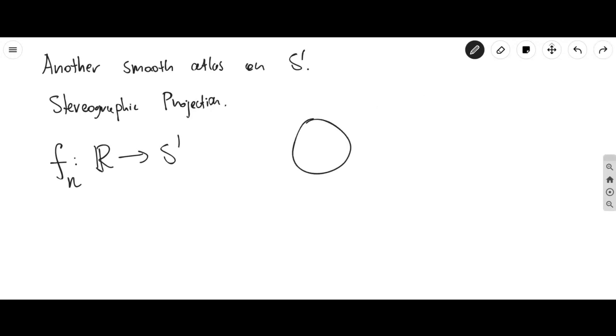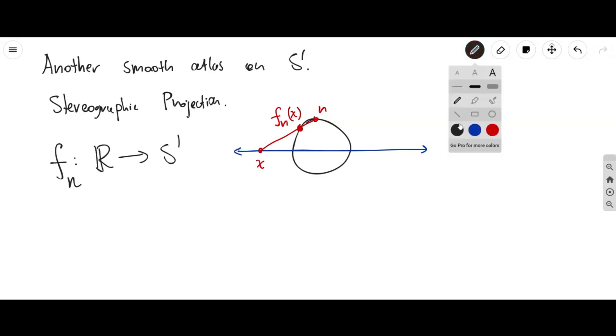And then you have your real line going through the center of the circle. And you have your North Pole, that's the N. And you have to map a real number onto a circle. And the way you do it is, if you have a number x on the real line, you just draw the line to the North Pole, and where it intersects, you call that Fn of x by using the North Pole. And you can do the same thing by using the South Pole.